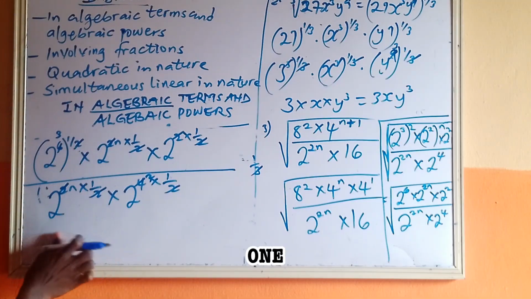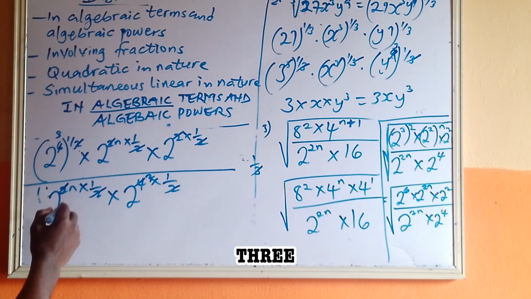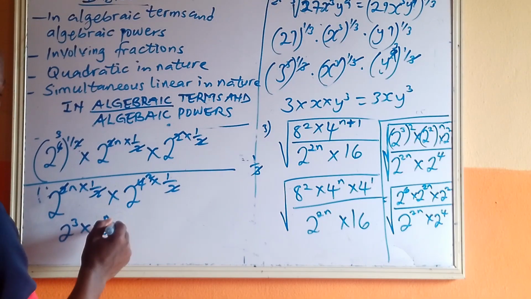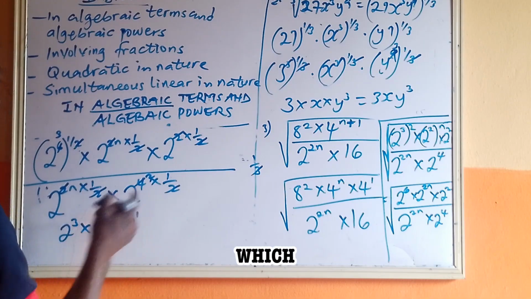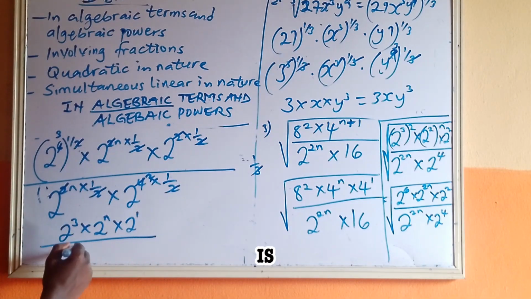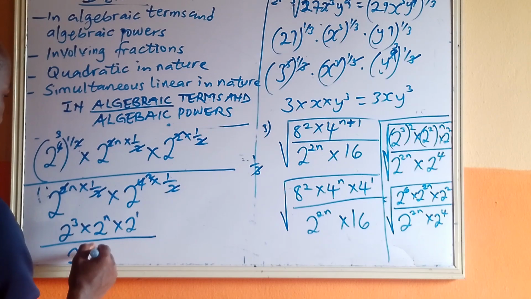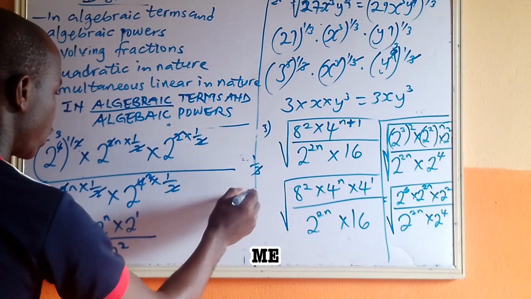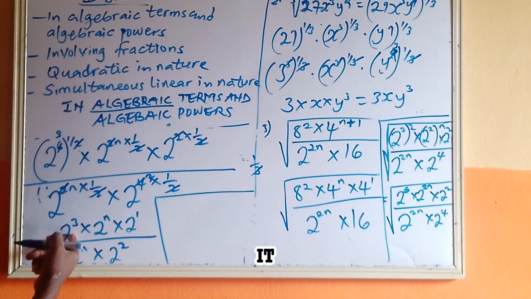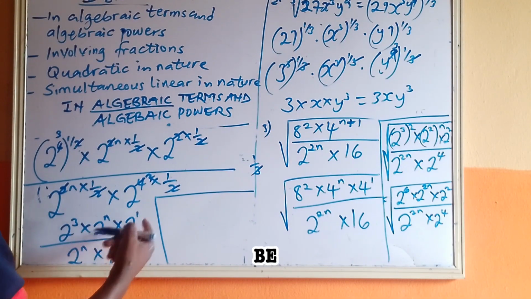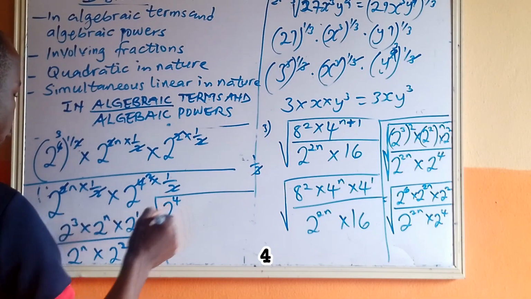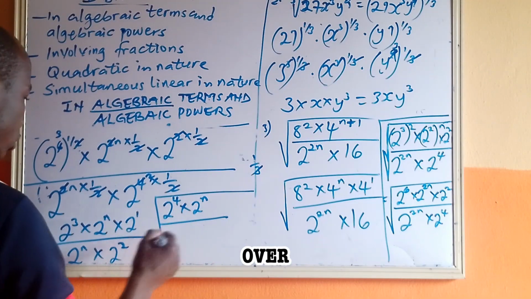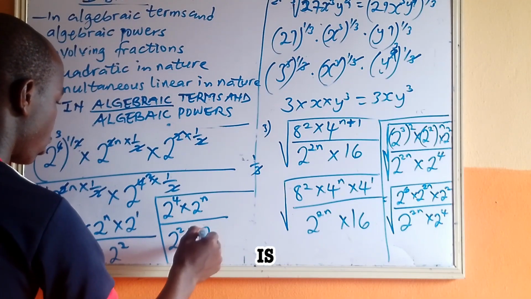So for the upper one, I'll be having 2 raised to power 3 times 2 raised to power n times 2 raised to power 1, which is this, all over 2 raised to power n times 2 raised to power 2. So with this now, you agree with me that since I'm having both 2 and 2, I'll be having 2 raised to power 3 plus 1, 4, times 2 raised to power n all over 2 raised to power 2 times 2 raised to power n.